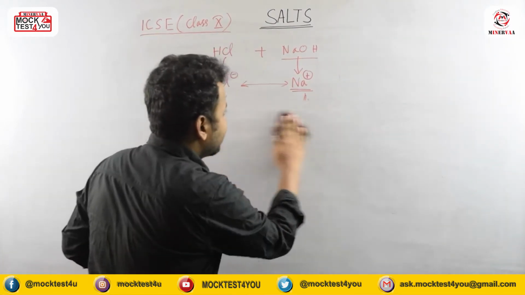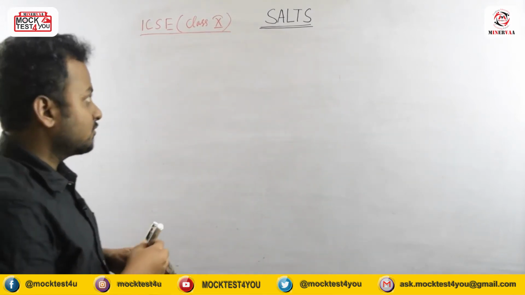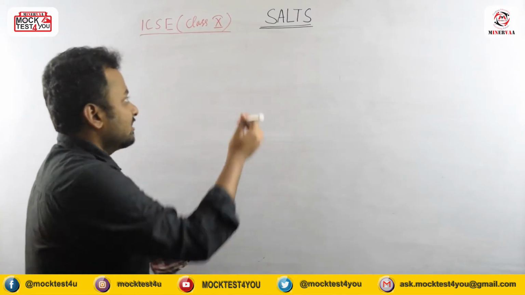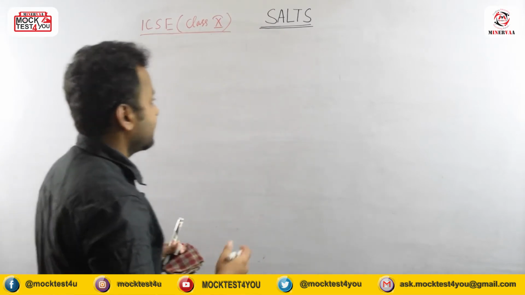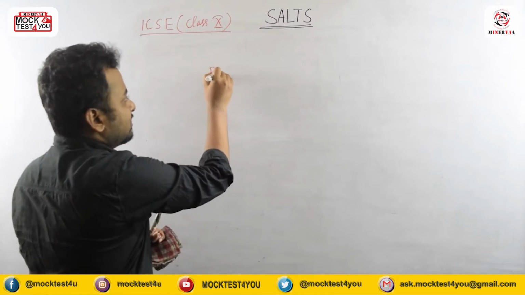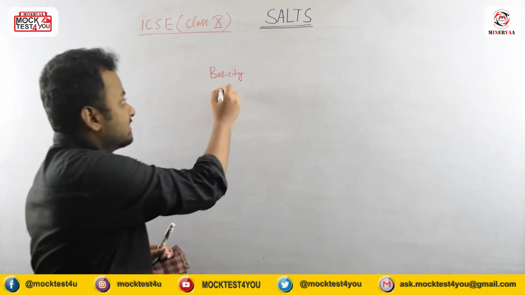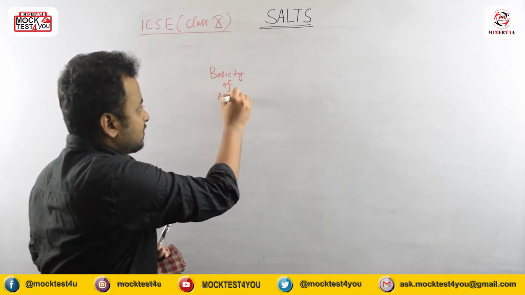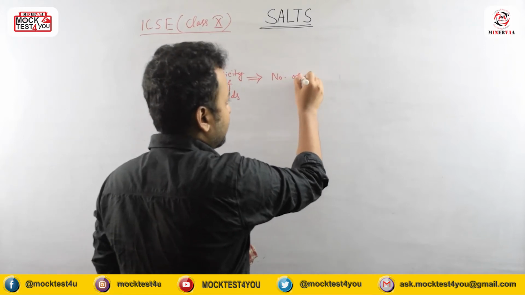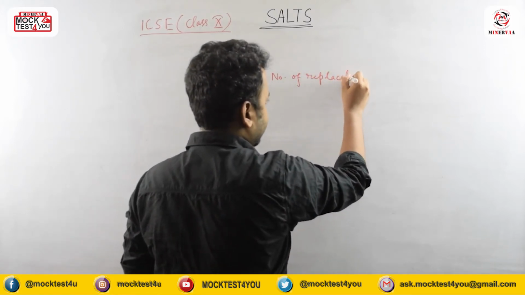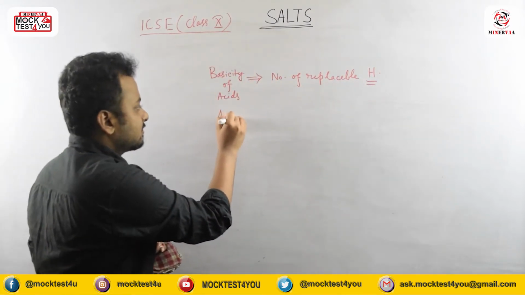So now we'll see what the different kinds of salts are. And before going to that, I want to refresh your mind regarding the basicity of acids and the acidity of bases. We know already that the term basicity is used for acids. So what is the basicity of acids? Number of replaceable hydrogen, right?